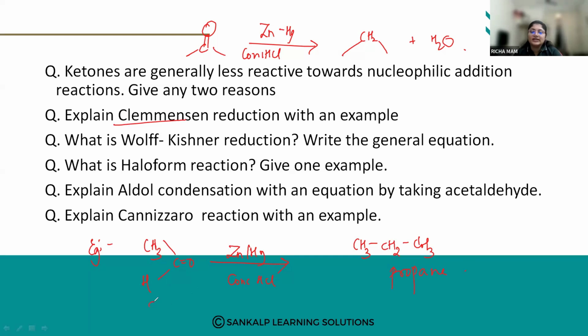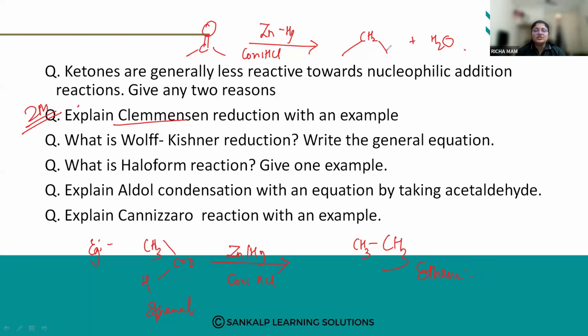Similarly, if I take an aldehyde here, with H, this is ethanal. Now if I take ethanal and treat it with zinc amalgam and concentrated HCl, what am I going to get? I'm going to get CH3 CH3, ethane. Got it? So this is Clemmensen reduction. Again, a very important 2-mark question.